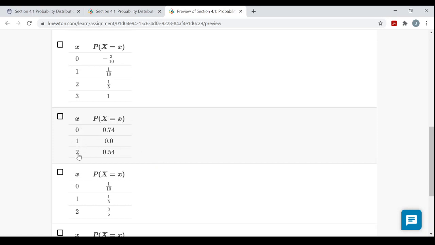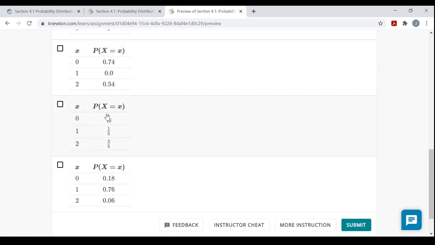Here, list of the possible outcomes, possible values of x, capital X, and probabilities. All the probabilities are from 0 to 1, right? They're from 0 to 1, so that's good. But look at the sum. Add them all up. 0.74 plus 0.0 would just be 0.74, but then plus 0.54 would be 1.28, which is bigger than 1, not equal to 1. So this is, again, not a valid probability density function.